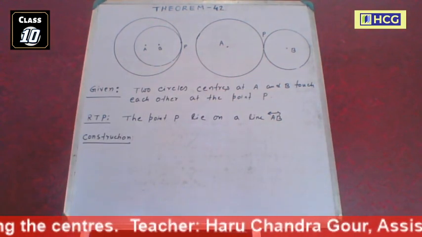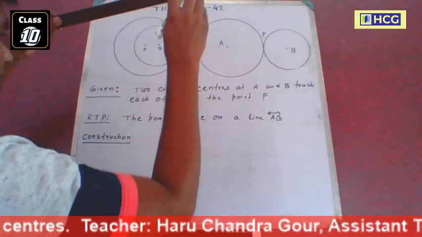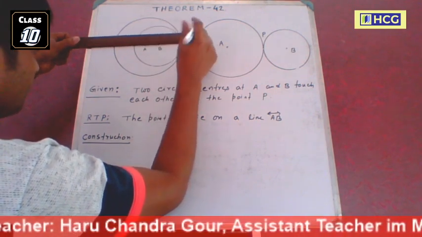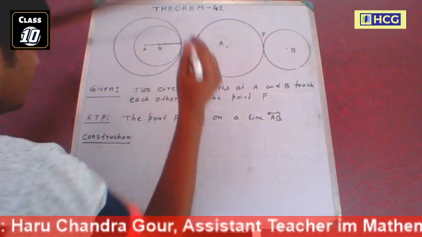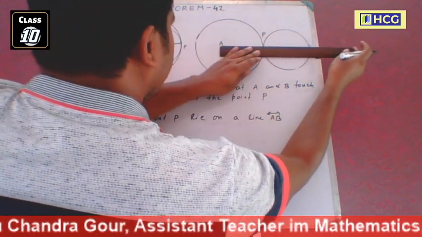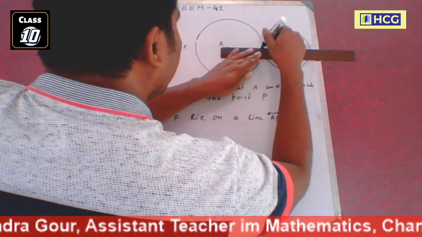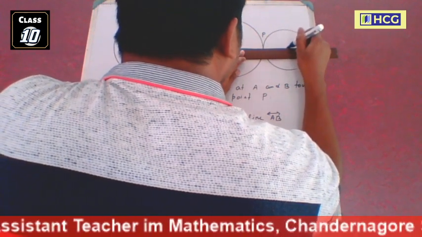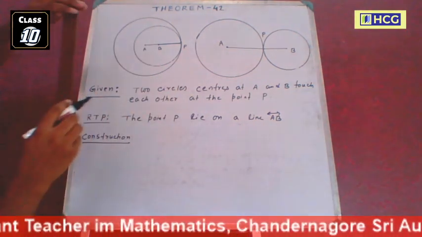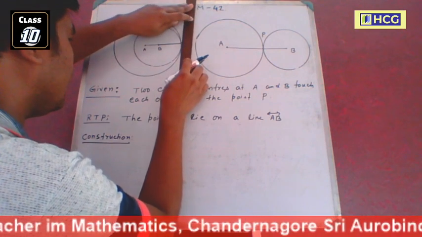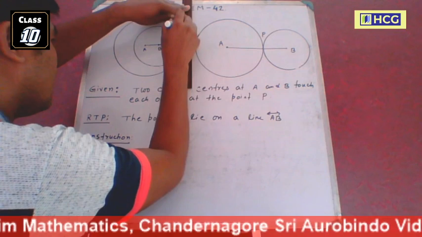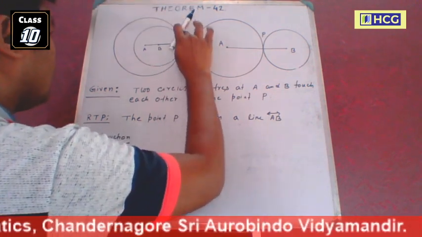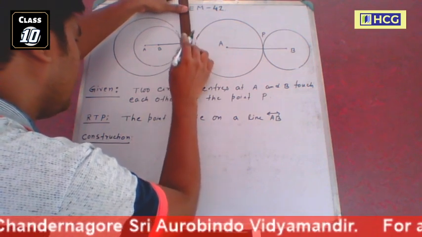Line AB is not joined; AP and BP are joined. Now we join AP and BP. We also draw a tangent at the point P.